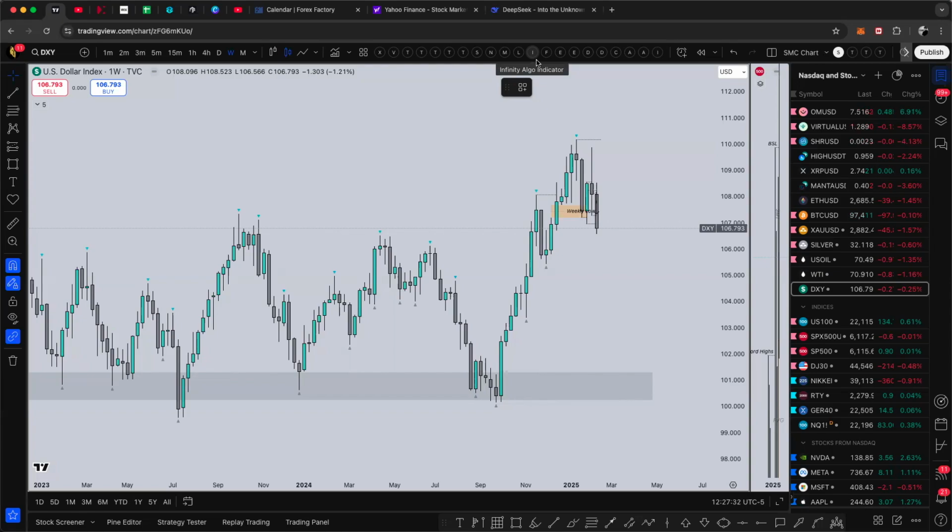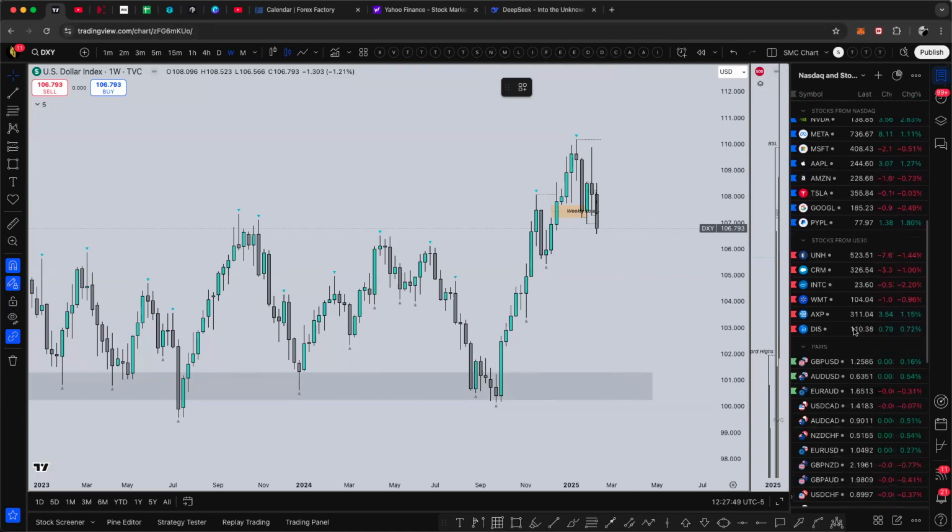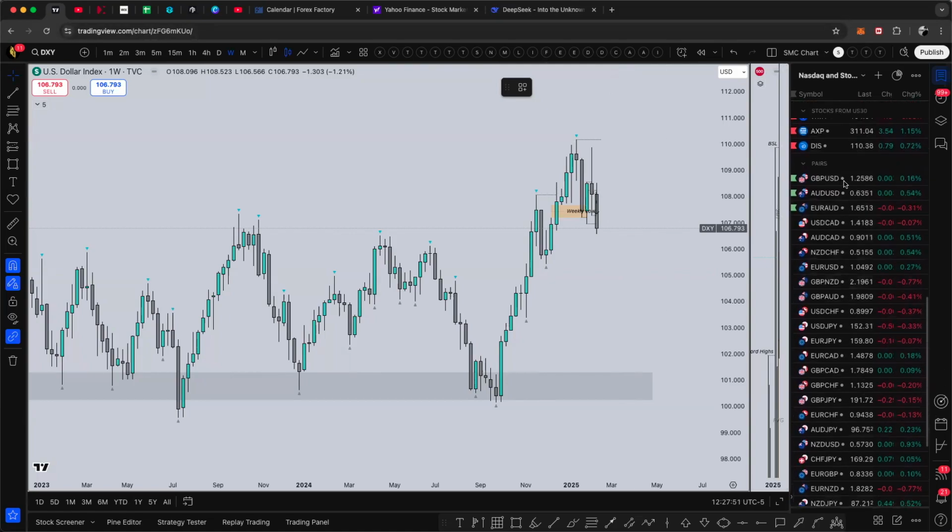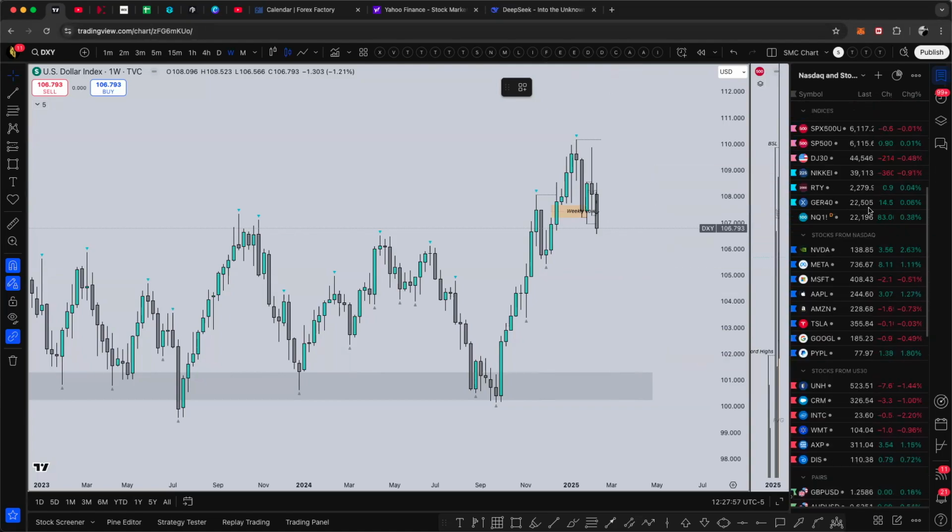All right. Starting obviously here with the dollar index to have an idea how strong or weak the dollar is looking. And that can also give you a bias for currency pairs, since they are paired to the US dollar.